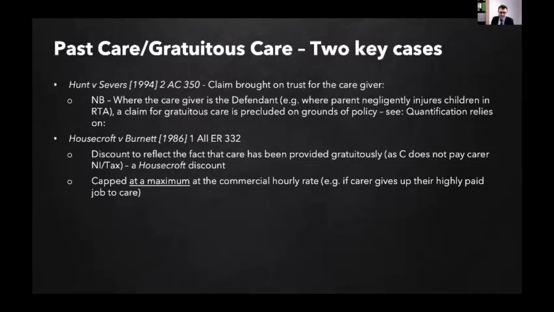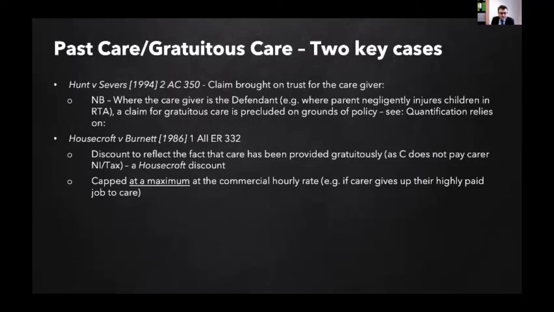Yeah, there are two really small pitfalls that can sometimes catch people out early on in practice. The rule in Hunt and Severs is a straightforward one. You can't claim gratuitous care if the defendant was in fact the provider of care. So you often see that in cases where perhaps one spouse has been driving the other spouse as a passenger in a vehicle, and the spouse ends up being the cause of the accident and thus becomes the defendant. In those circumstances, you can't claim gratuitous care that might have been provided by the spouse that was driving.